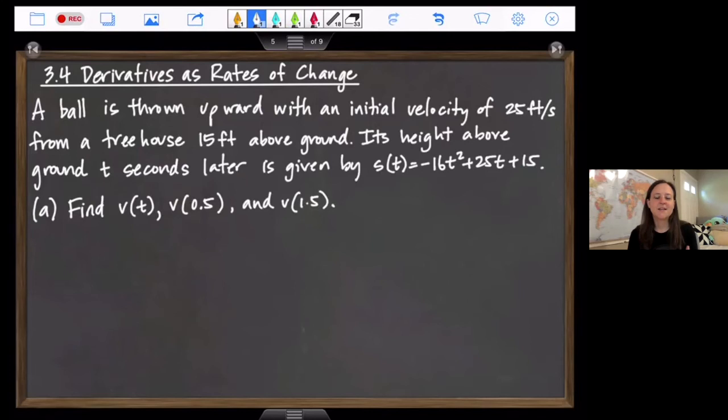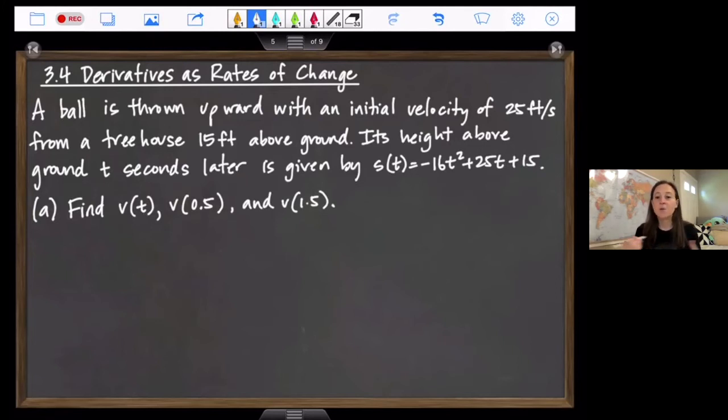All right, so let's investigate these derivative quantities with a pretty simple example. We have a ball thrown upward with an initial velocity of 25 feet per second from a treehouse 15 feet above ground. Its height above ground t seconds later is given by the function s of t equals negative 16t squared plus 25t plus 15. And they've given us the position function for free here. We don't have to figure it out, but you can kind of see where some of the numbers in there come from. That 25 feet per second and the 15 feet, they do show up in the position function, and for good reason. But we just get to take the position function for free and run with it. So we're asked to find the velocity function and then v of 0.5 and v of 1.5.